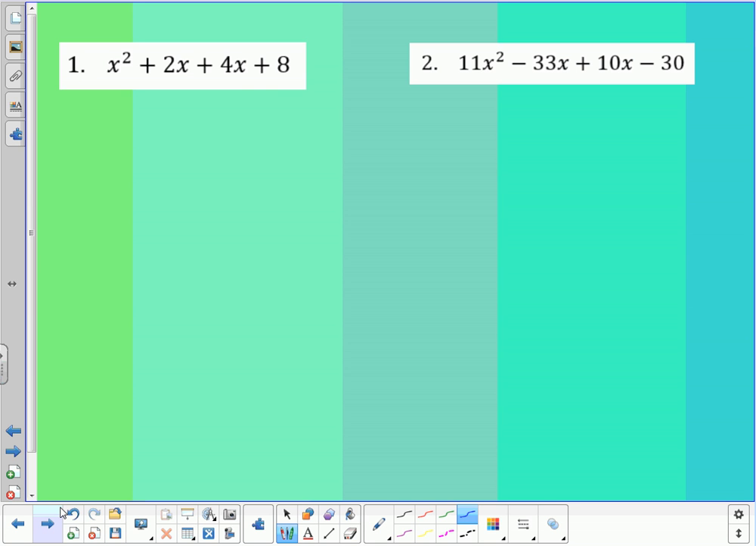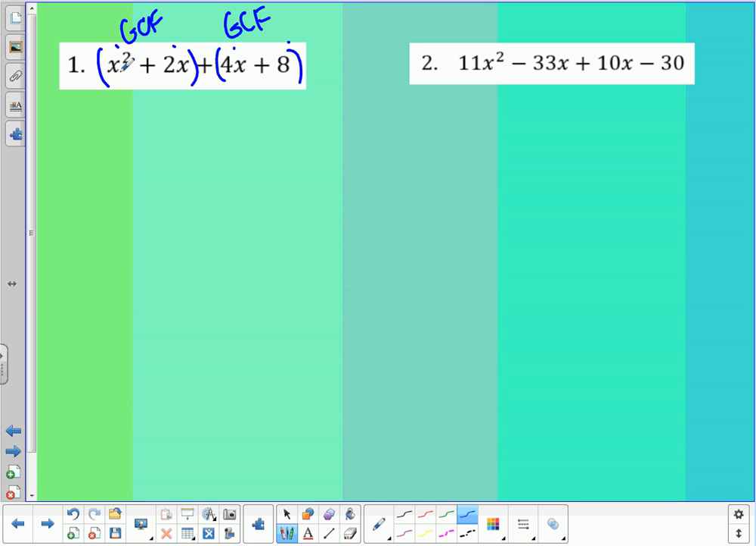All right, let's take a look at number 1. So I have x squared plus 2x plus 4x plus 8. So here are my 4 terms: 1, 2, 3, 4. I'm going to group these things into 2 groups of 2. So I'm going to put the first 2 in parentheses and the last 2 in parentheses. There's my first step. Now, I want to find the GCF of both of these.